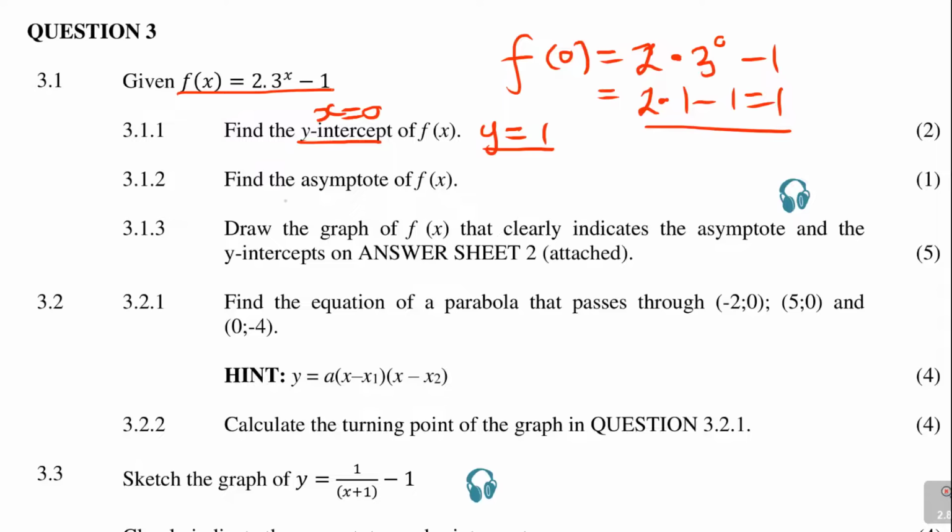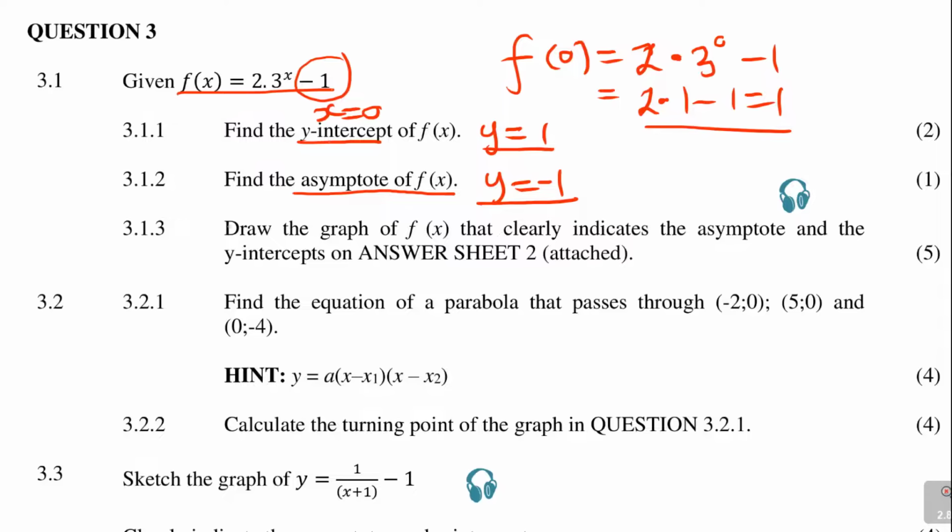And then find the asymptote. There is the asymptote. You just look at it. So what is the asymptote? Remember, f of x is equal to 2 dot 3 to the x minus 1. So it's also y is equal to 1. Negative 1, sorry. It's the asymptote.